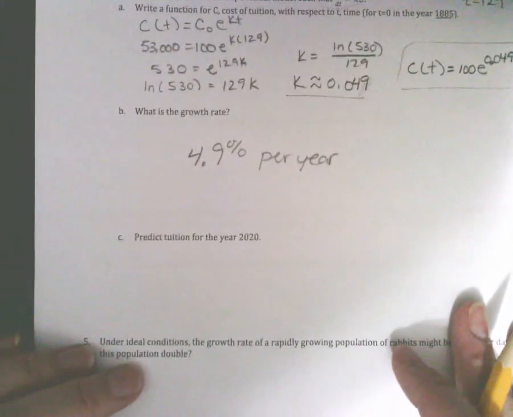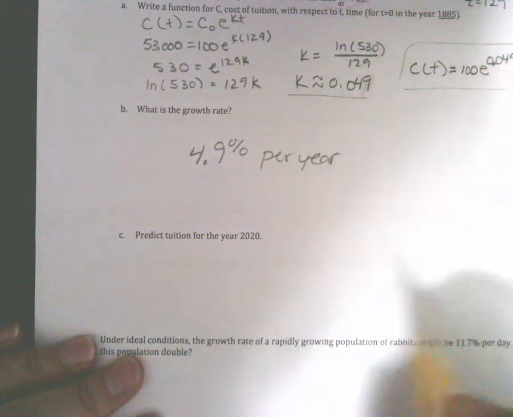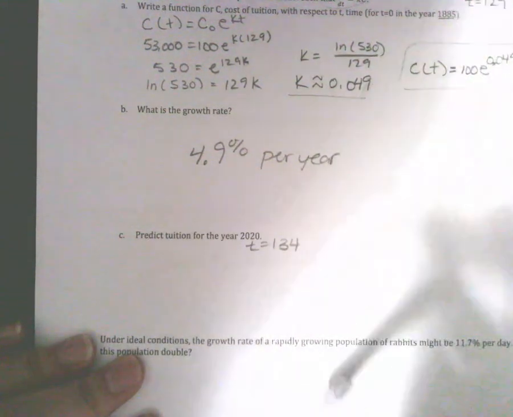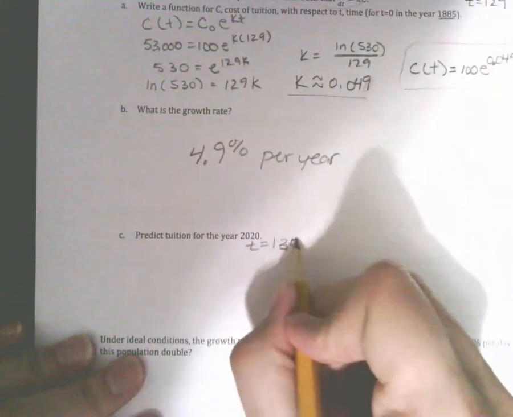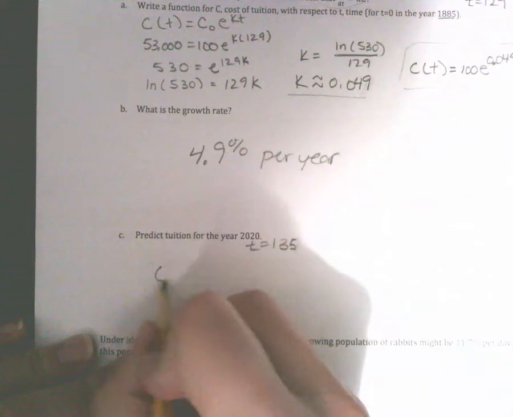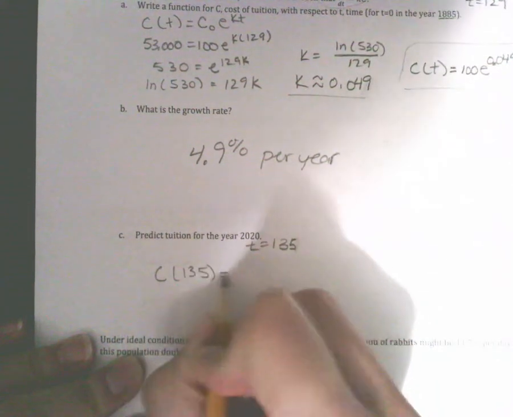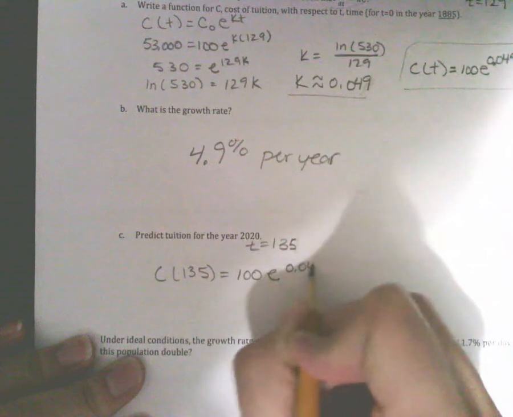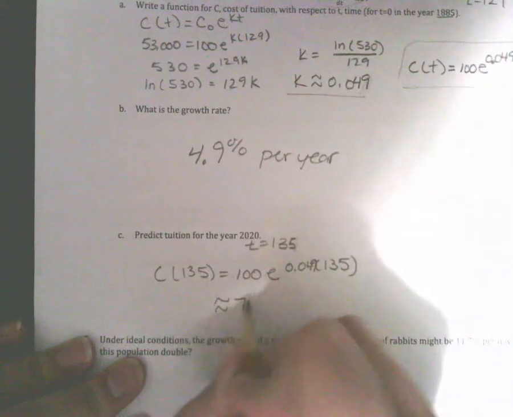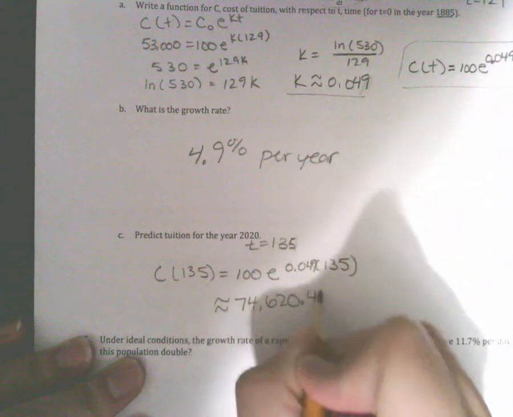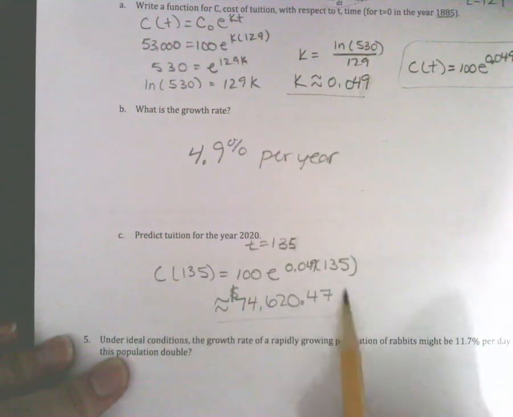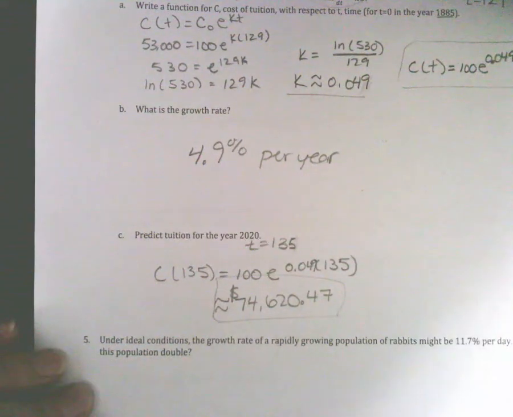Predict tuition for the year 2020. So 2020 would be 6 years after that, so that's going to be 135 years after 1885. So plug in 135 into your function and calculate. This is approximately $74,620.47. So because we are estimating a tuition, I rounded to the nearest cent, and there you go.